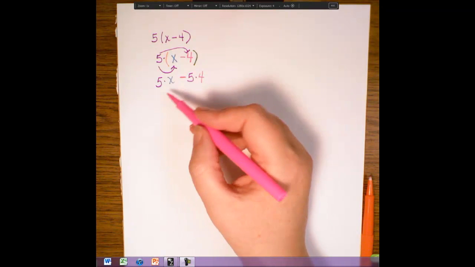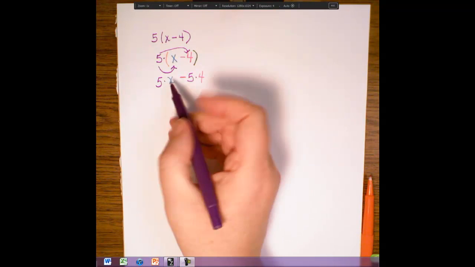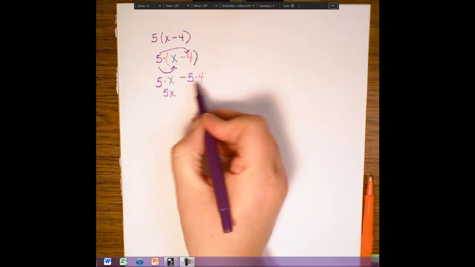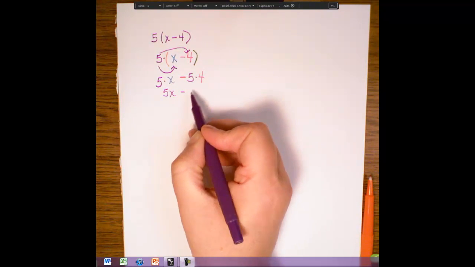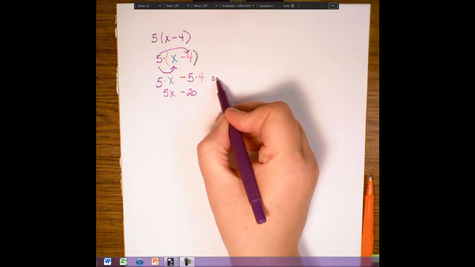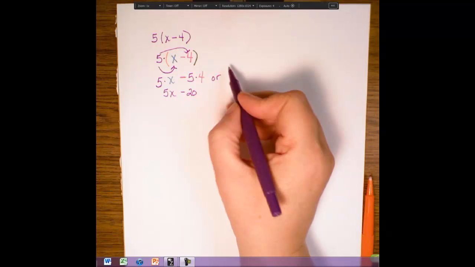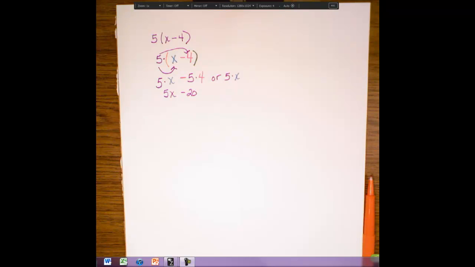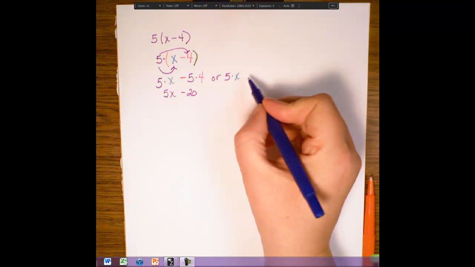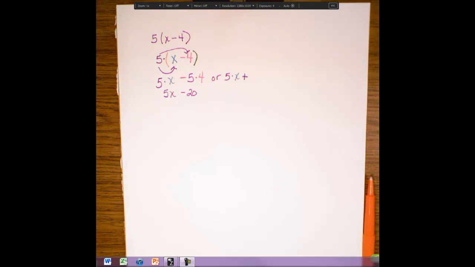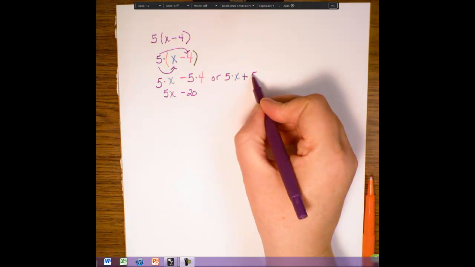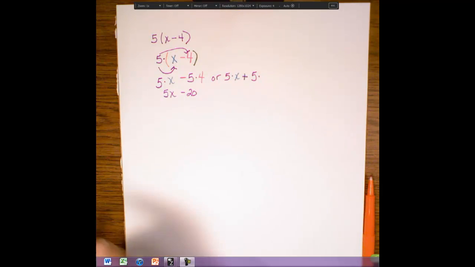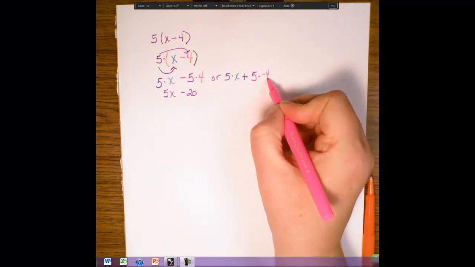And what we can do is multiply, and we have 5 times x, which would be 5x, minus the 5 times the 4, which would then be 20. Or we can think of it as 5 times the x, and then I'll come over here and we'll use just a neutral color and make that plus sign. Five times a negative 4.